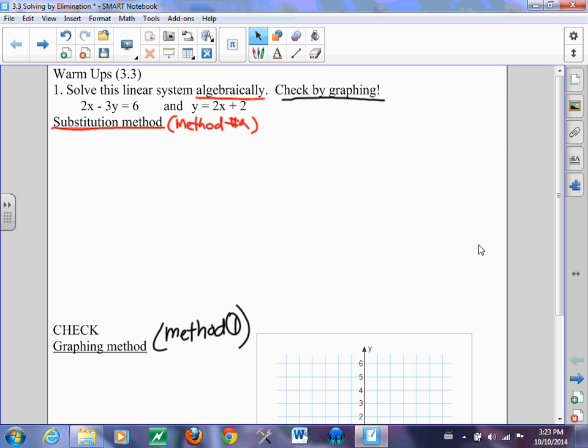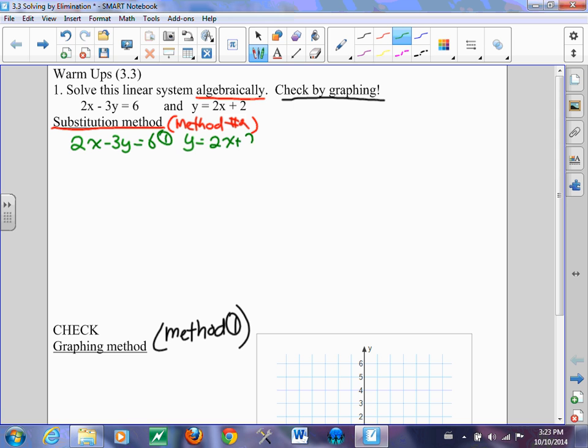All right, so here's our linear system. We've got 2 equations, so I'm going to rewrite them over here. I've got 2x minus 3y equals 6, and that's equation 1. My second equation is y equals 2x plus 2. That's equation 2. Now notice that my second equation is already rearranged, so I'm just going to sub 2 into 1.